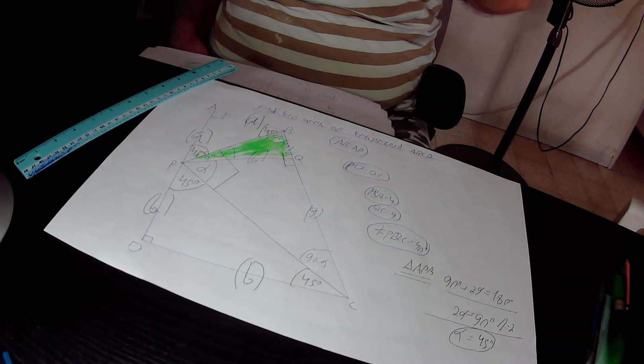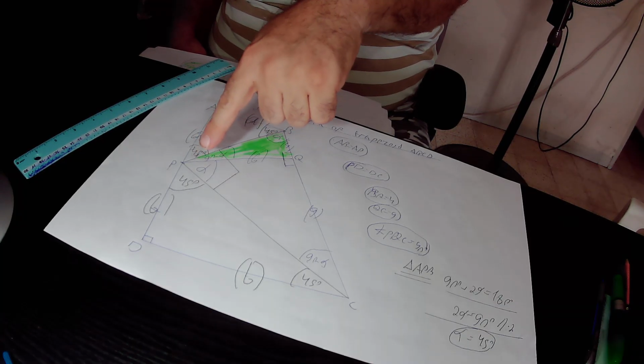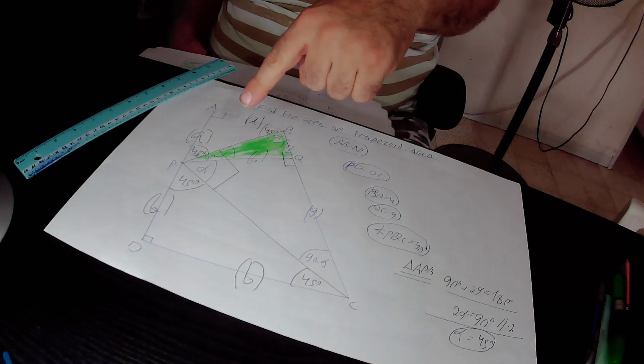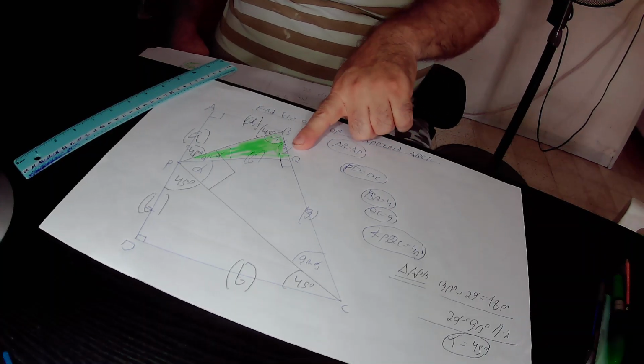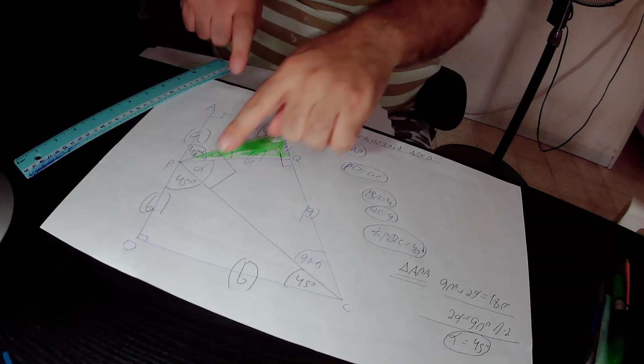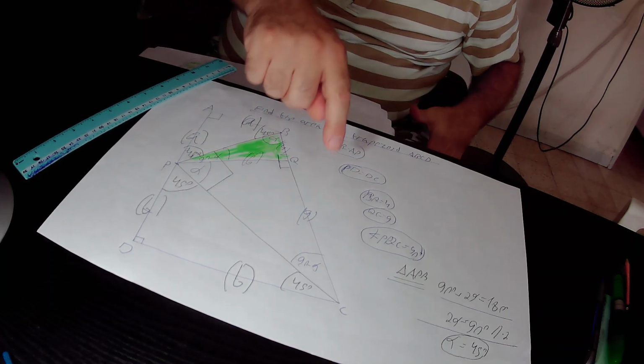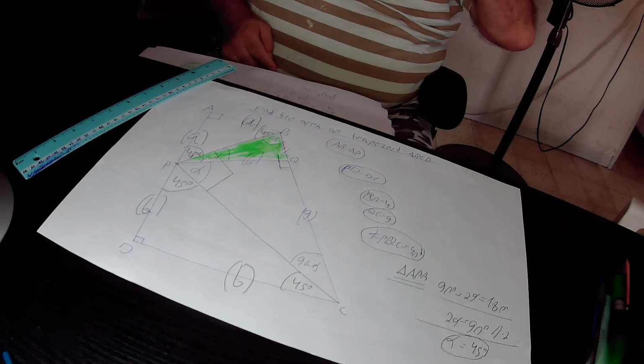This is again PQC, that is a right angle. Those two angles are also right angles. Again, our mission is to find out the area of this trapezoid ABCD.